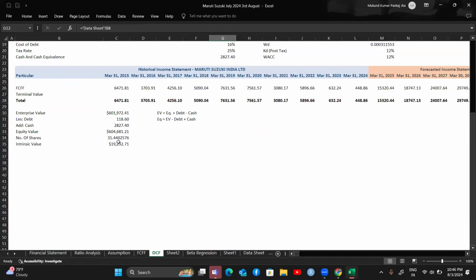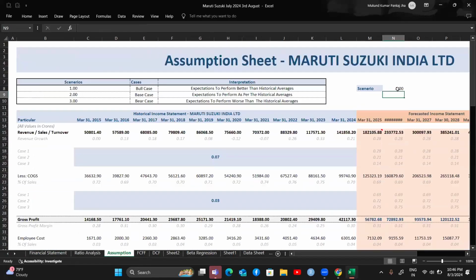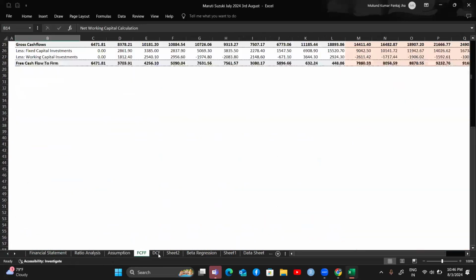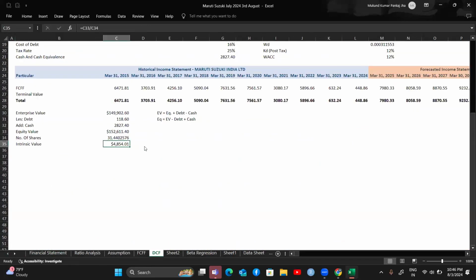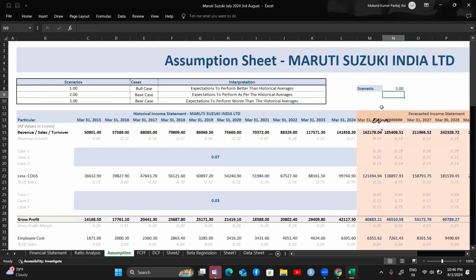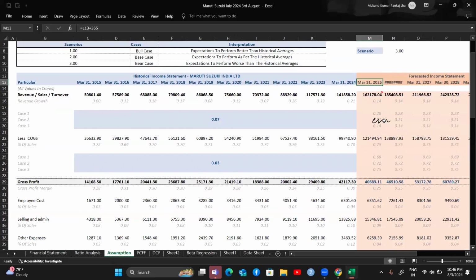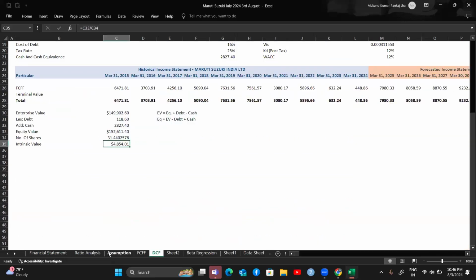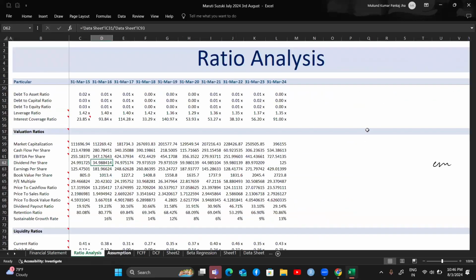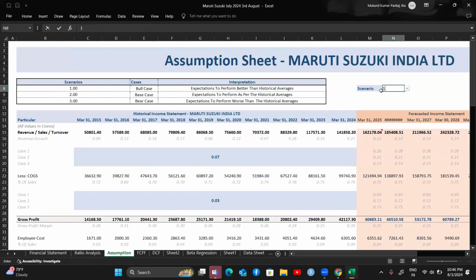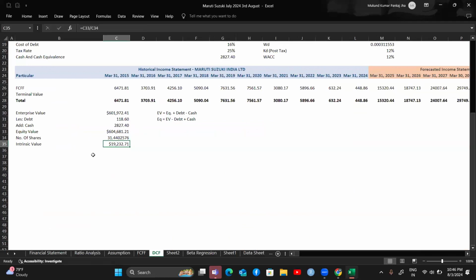DCF intrinsic value is 19,232. Now, what is the intrinsic value in a bear case scenario? I think it would be around 5,000, 6,000, 7,000. It's 4,854. So according to our analysis, if there is a worst case scenario for Maruti Suzuki, the price would be 4,854. If it is the best case scenario for Maruti Suzuki, the price should go up beyond 19,232. Okay.